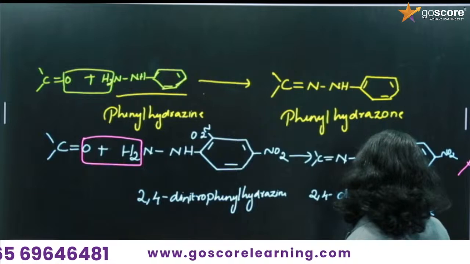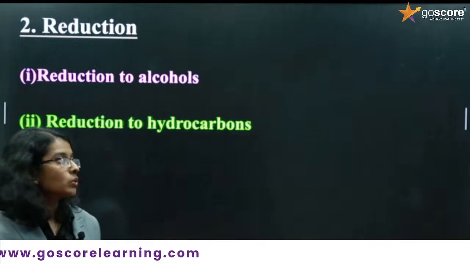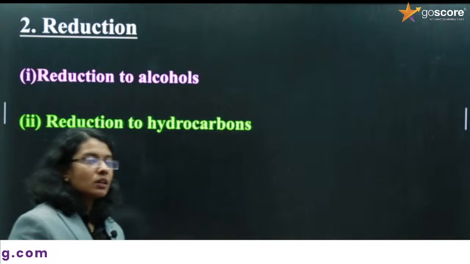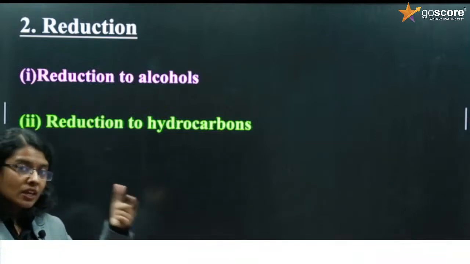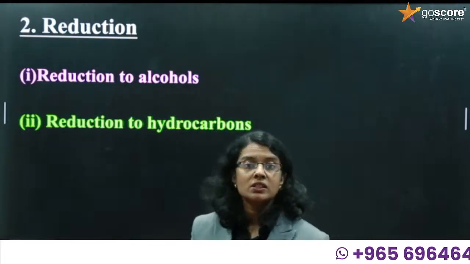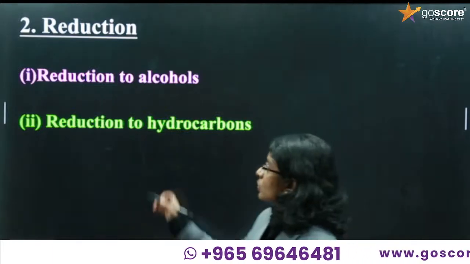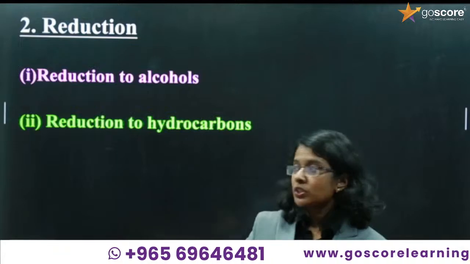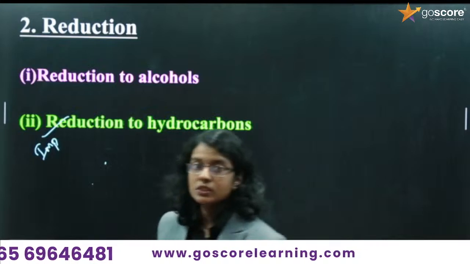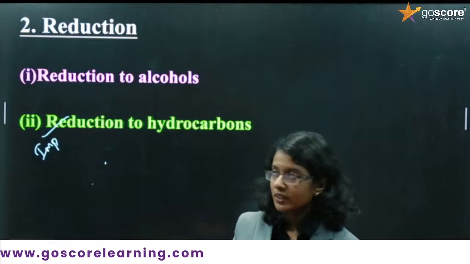Okay, the next one is reduction. In reduction, there are two methods: reduction to alcohol and reduction to hydrocarbon. Reduction to hydrocarbon is again classified into two: the first one is Clemmensen reduction and the second one is Wolff-Kishner reduction. This is very important. These are named reactions.